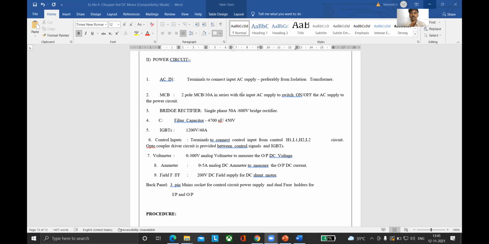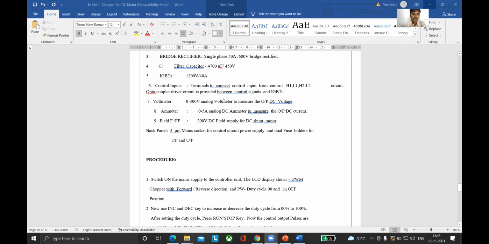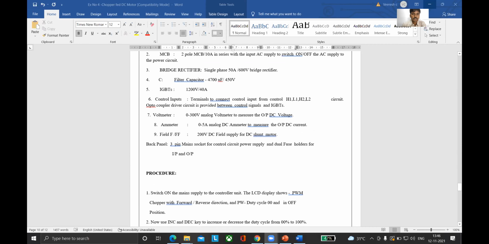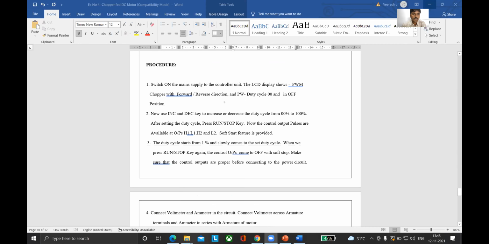This means this AC is given to the diode rectifier, and the diode rectifier converts from AC to DC, and this DC is given to the chopper. Constant DC is given to the chopper. So this chopper will convert the constant DC into variable DC. If this variable DC varies, the speed also varies. This is the concept. So these are the simple specifications of the kit.